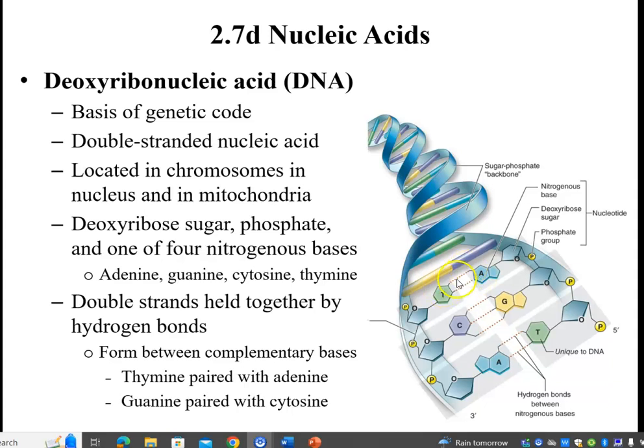Adenine and thymine have 2 hydrogen bonds. Cytosine and guanine have 3 hydrogen bonds between them. Which one do you think has a stronger adherence to one another, cytosine and guanine or adenine and thymine? Well, cytosine and guanine have 3 hydrogen bonds, so it's a little bit stronger than the bonds between adenine and thymine, just because there's an extra hydrogen bond.